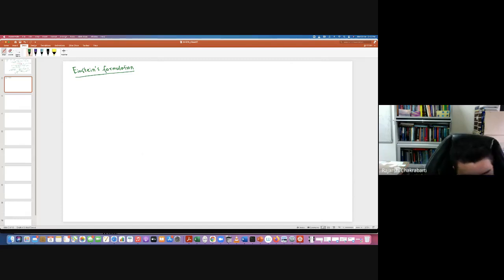Okay, what was Einstein's formulation? Einstein's formulation was much simpler. So he had what is known as N number of non-interacting, independent harmonic oscillators, each with frequency omega. Each of them has the same frequency. Okay, I write frequency, but actually it's angular frequency. Is this clear? Yes, sir.